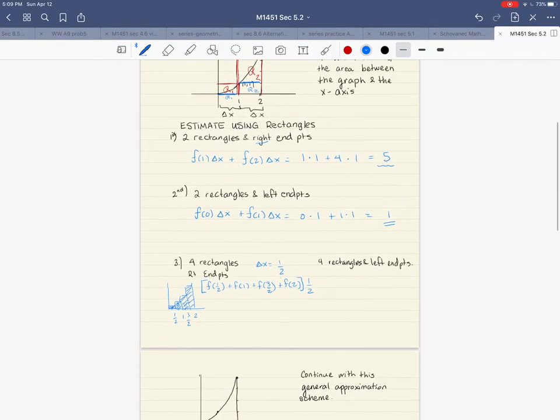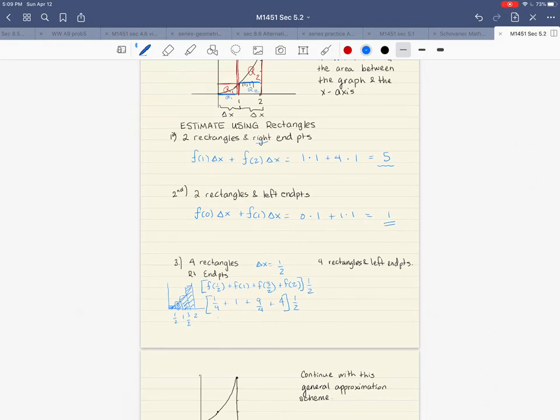To get the y values, I have to plug them into the equation. y is x squared. So f of 1/2 is 1/2 squared, which is a fourth. 1 squared is 1. 3/2 squared is 9/4, and 2 squared is 4. So I have 10 of all of that times a half.